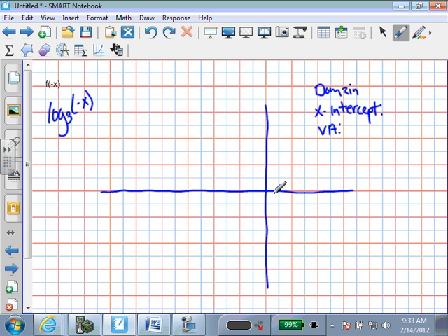So my point at 1, 0 is at negative 1, 0. My point at 3, 1 is at negative 3, 1. My point at 9, 2 is at negative 9, 2. My point at 1/3, negative 1 is at negative 1/3, negative 1. We also have negative 1/9, negative 2. So we've got this look.